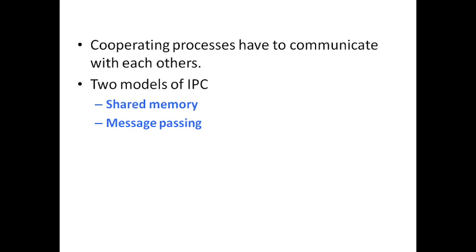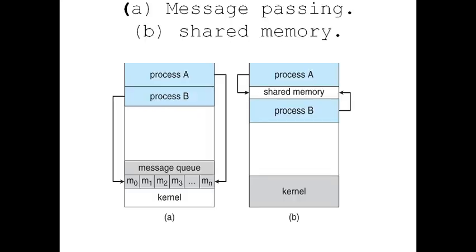Cooperating processes have to communicate with each other, otherwise they are independent processes. If they don't communicate, we had better call them independent processes. And there are two models of IPC: shared memory based IPC and message passing based IPC. So we will explore the difference between shared memory and message passing, and the implementation of each. We will discuss all this in this lecture and in the subsequent lecture.